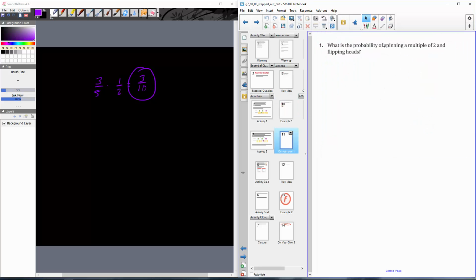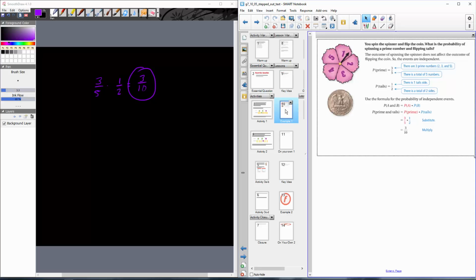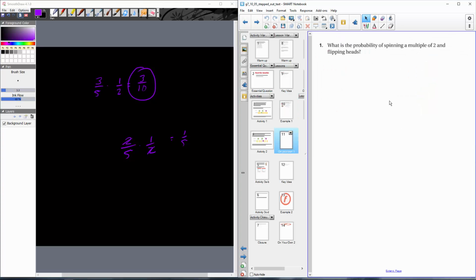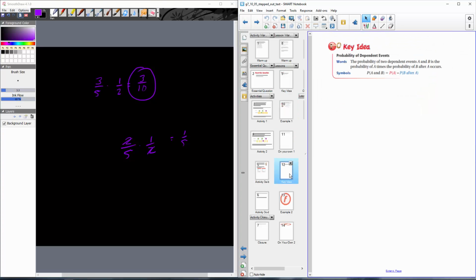It says, what is the probability of spinning a multiple of 2 and flipping a heads? Well, multiple of 2, if I look at that, I have 2, 4, so I only have 2 out of 5 times 1/2, right? These could kind of cross cancel, and I get 1/5. Or I can do 2 over 10 and get 2/10 and reduce down to 1/5. But regardless, the answer is, in this case, 1/5.